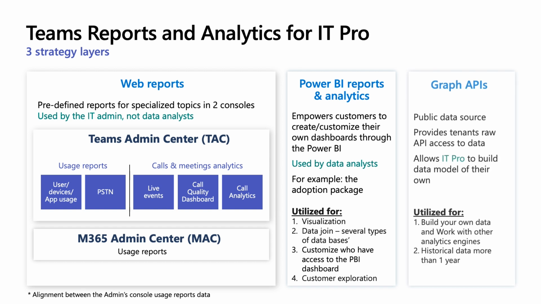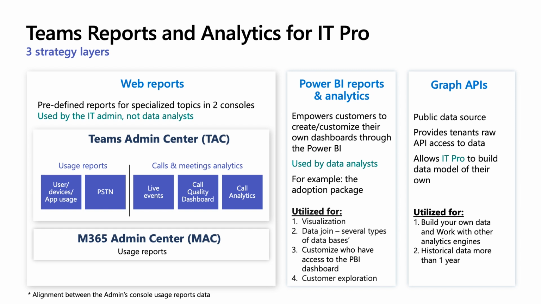The third layer is the Graph APIs. Microsoft Graph API offers a single endpoint, which is a public source. It provides access to rich people-centric data and insights that are exposed as a resource of Microsoft 365 services.